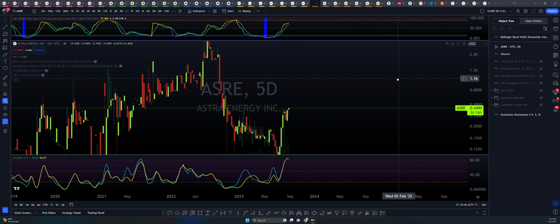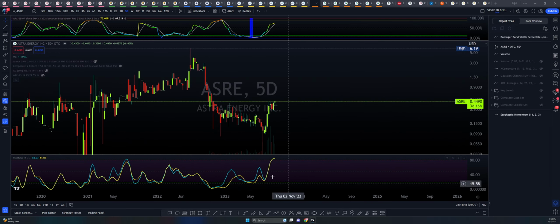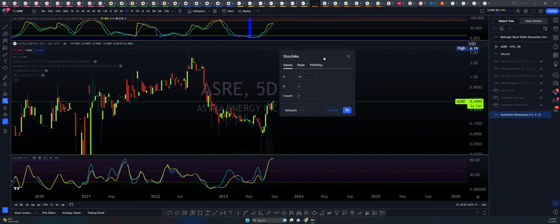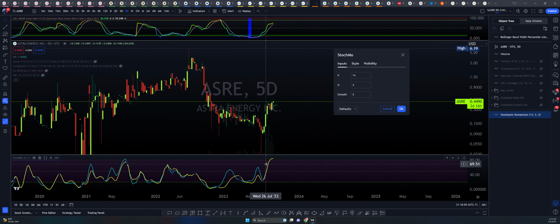So I'm going to focus on the stochastic momentum indicator. You can see here that it's in a little bit of consolidation, right? But if we manipulate the look back period and the smoothing factor, then we could see where the early reflections are as far as the direction is concerned within stochastics. Let's go ahead and do that.